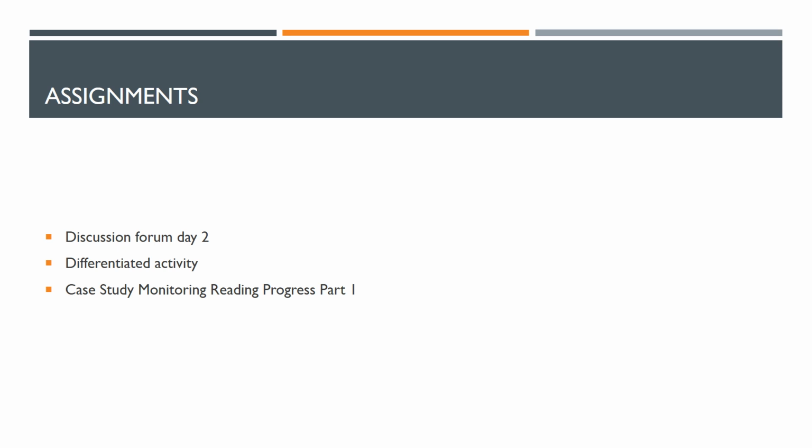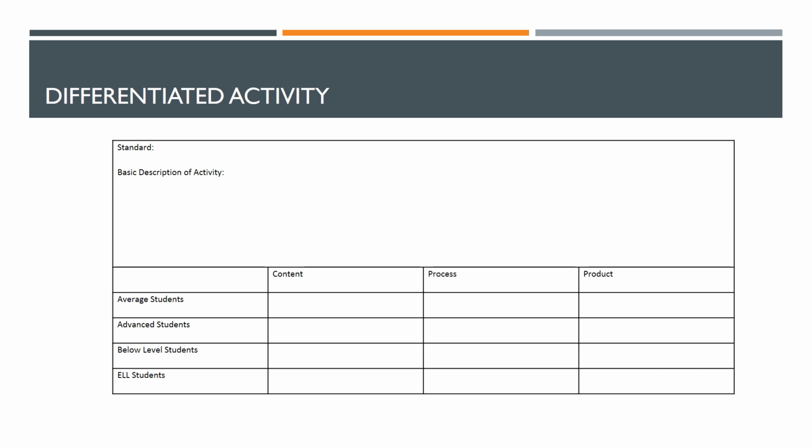Let's talk about these assignments. The differentiated activity assignment. So basically, it's going to look like this. I would like for you to create a table. You can actually use the one that's in the syllabus, just copy and paste that, or you can make your own, either in Word or Excel.